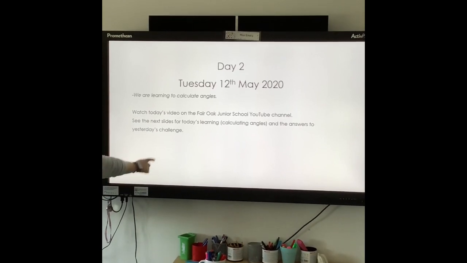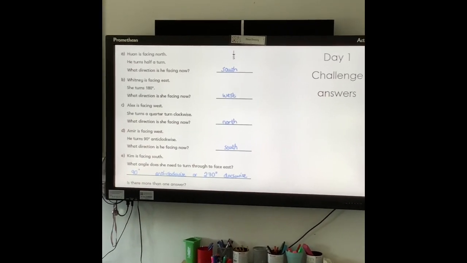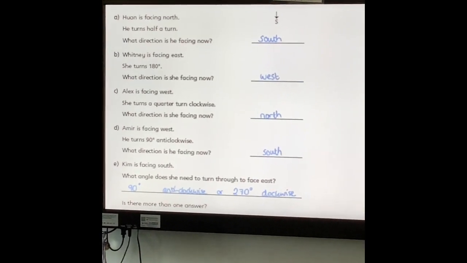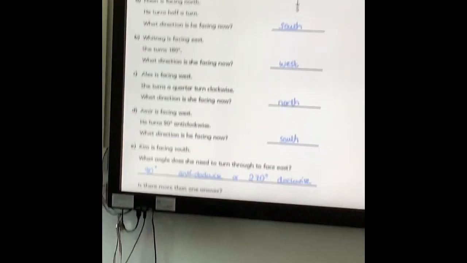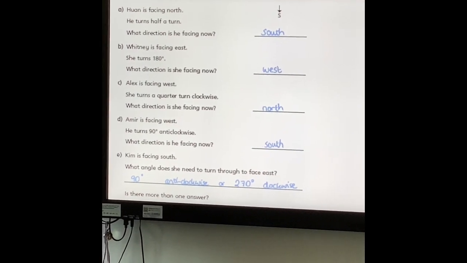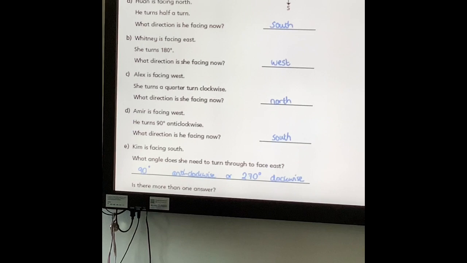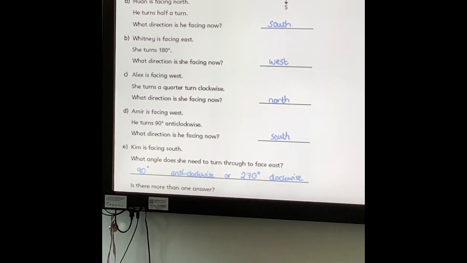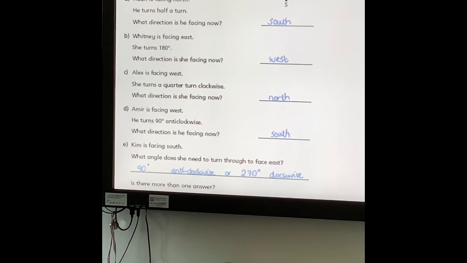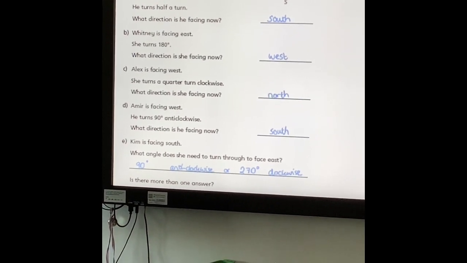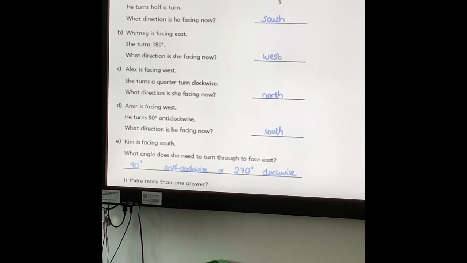So, let's have a look at yesterday's challenge. Juan was facing north. He turns half a turn. What direction is he facing now? He's facing south. Whitney is facing east. She turns 180 degrees. What direction is she facing now? The answer was west.